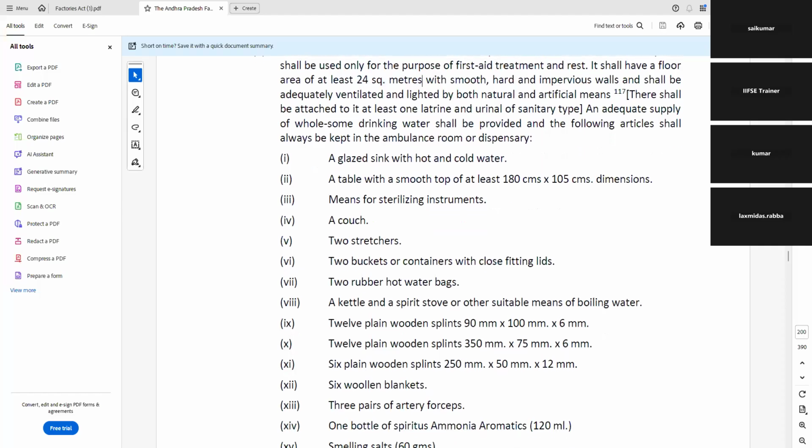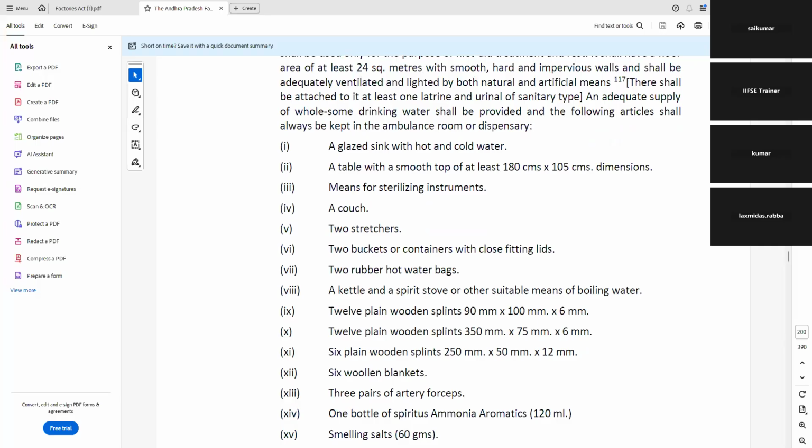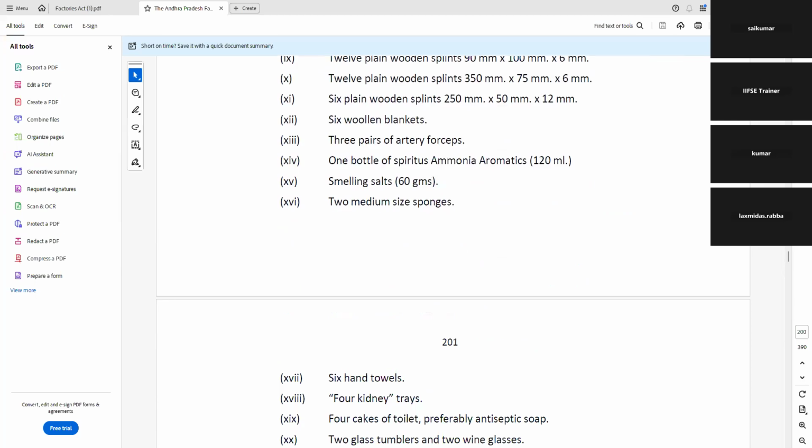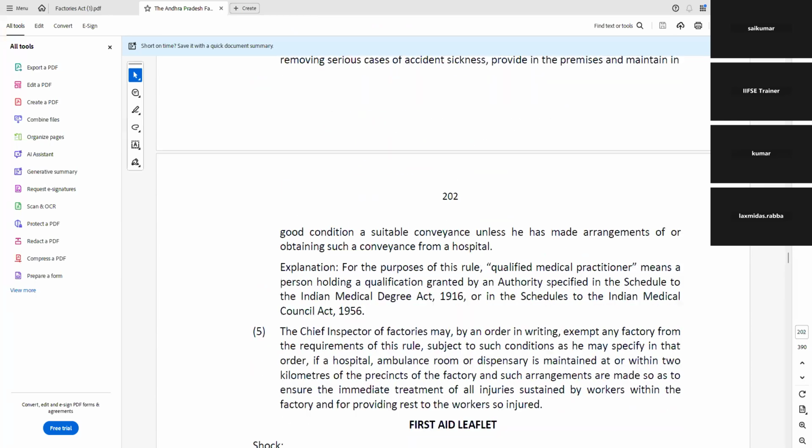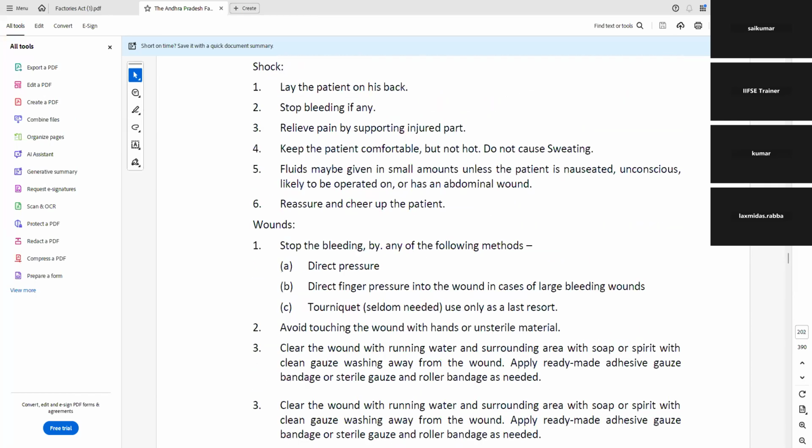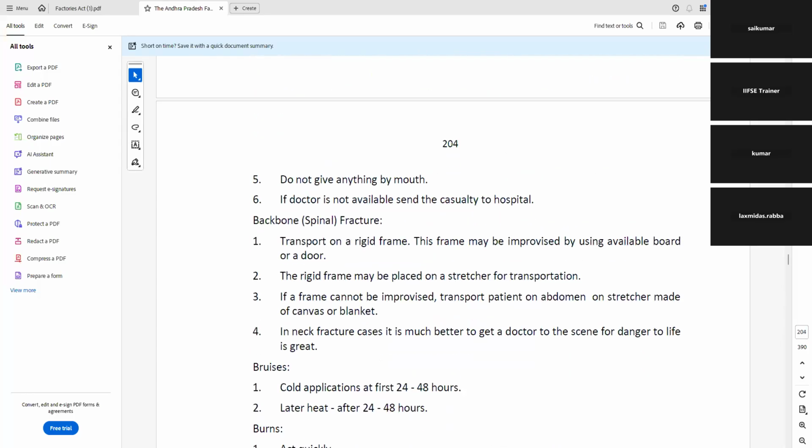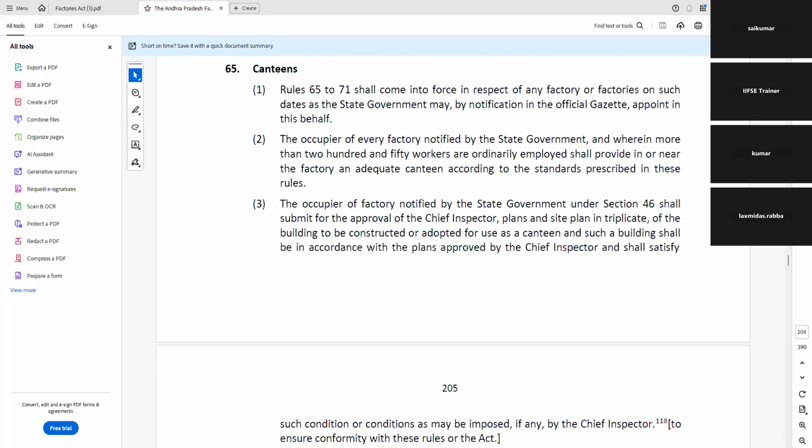Yeah. So in that you should have all these appliances or articles in place. Let us not go through this because it is a big list. You can refer to it in your free time. Okay, then canteen also we have.